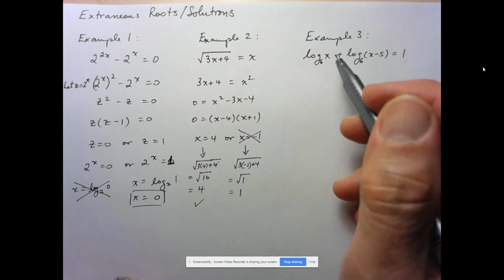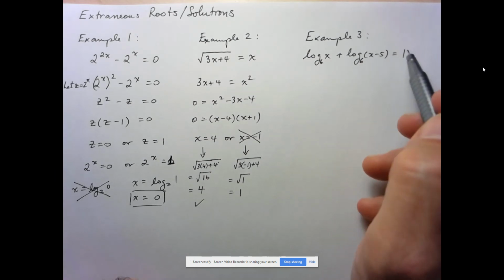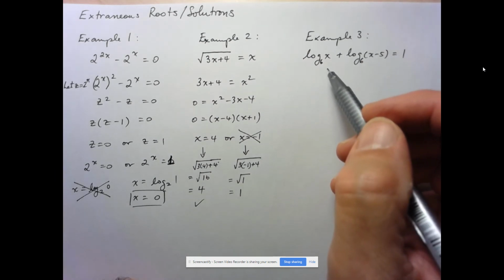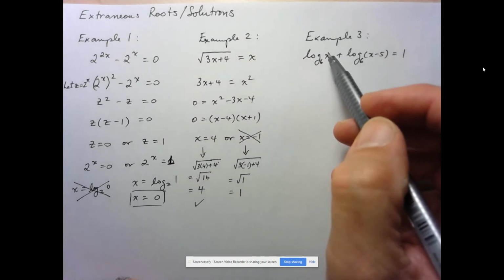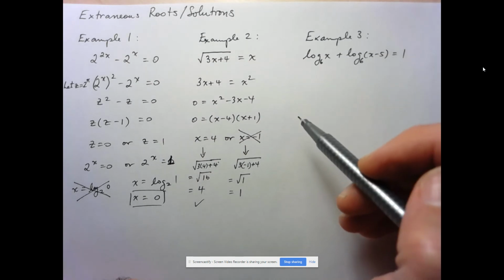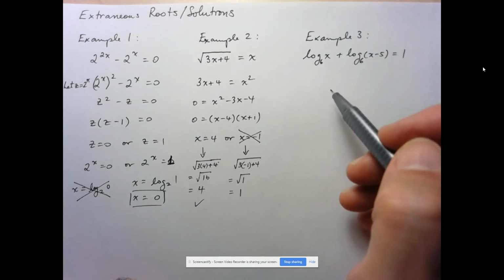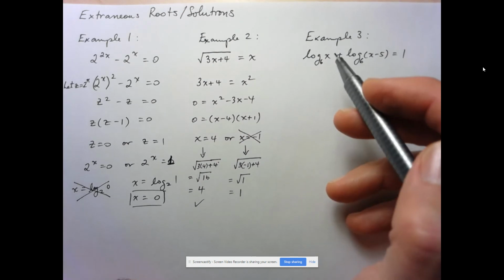Now, the main thing that happens with logarithmic equations is that you might end up with an answer that produces an input that's negative into one of these logarithms, or zero, of course. Because remember, logarithms are only defined for numbers greater than zero. Okay, so let's see what happens here.